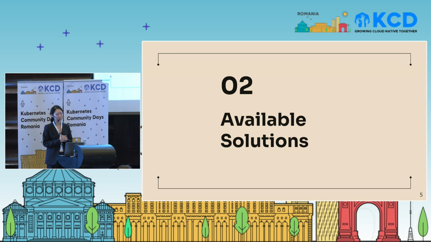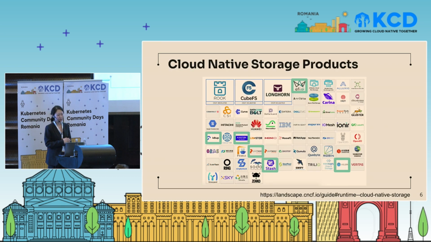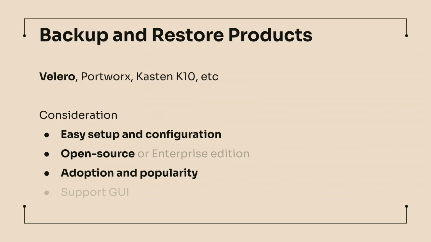Now let's explore available solutions in the CNCF landscape. In the landscape section on the CNCF website, you can find categorized cloud-native open source projects. I marked here, in the cloud-native storage section, there are tools that can help provide data protection through backup and restore operations. There are tools like Velero, Portworx, Kasten, and much more. You can choose the one that suits you best, considering factors like ease of setup, open source availability, and popularity, and so on.